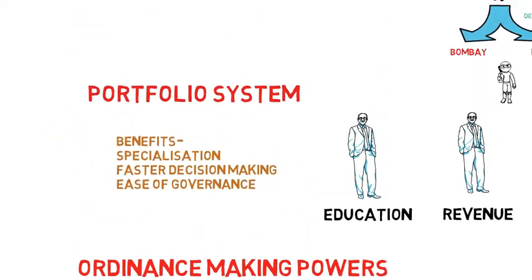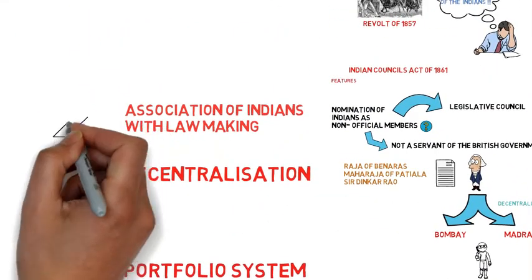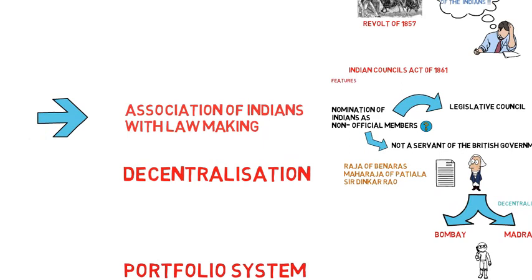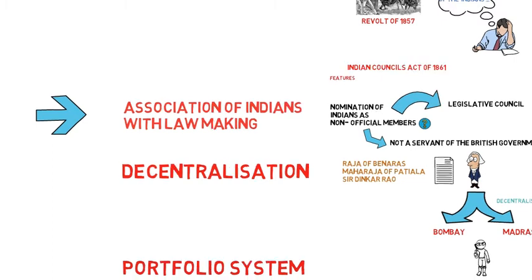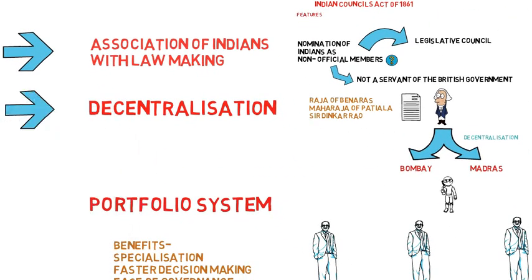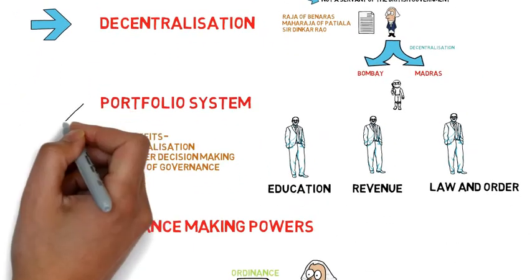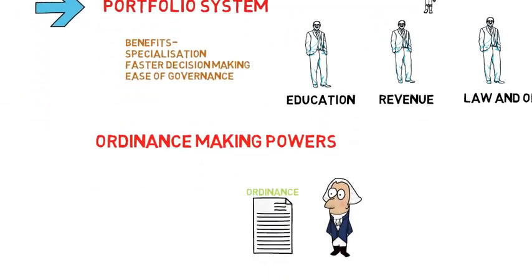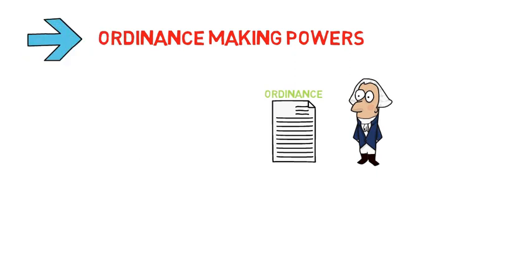To briefly sum up, important points of this Act are association of Indians in the legislative process, marking the beginning of representative institutions, process of decentralization, introduction of the portfolio system, and provision for ordinance making powers.